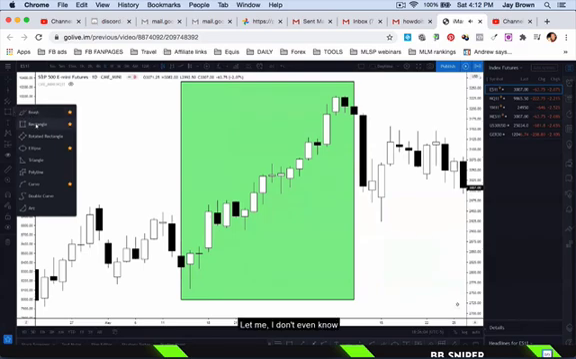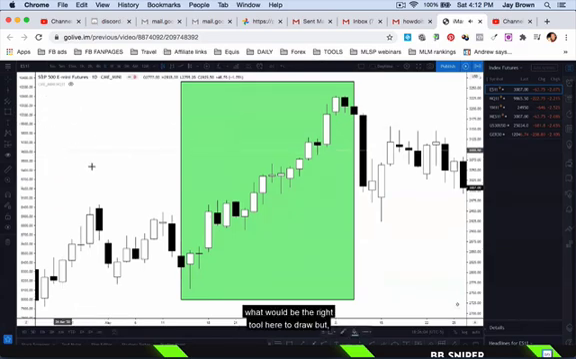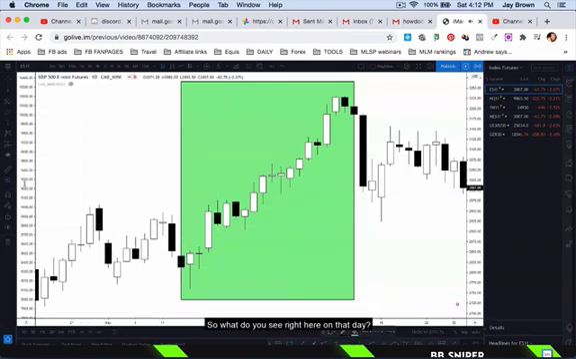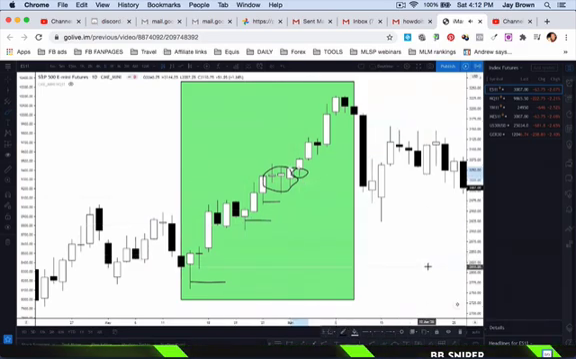I don't even know what would be the right tool here to draw, but right. So what do you see right here on that day? On these three days right here? Most of those days have what? Wicks to the downside, right? Or correction. Sure, we could call it a correction if you want. So in bullish conditions, you would have been looking to buy below that open.